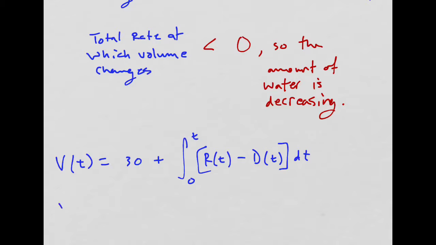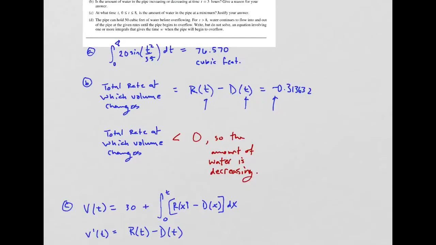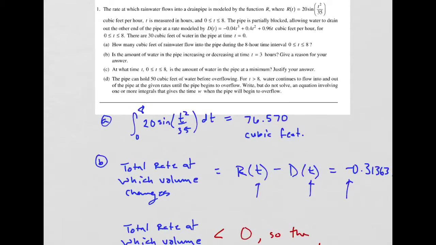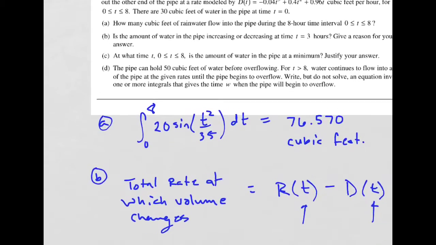But if I take v prime, which is what I'm interested in for this problem, this goes away, and I just get, well, actually I should change these. If I took the derivative of an integral, they cancel out because they're inverse operations. So we have r of t, which is what we had before, minus d of t. But now I want to set it equal to 0, and the whole point is so I can find any critical points.